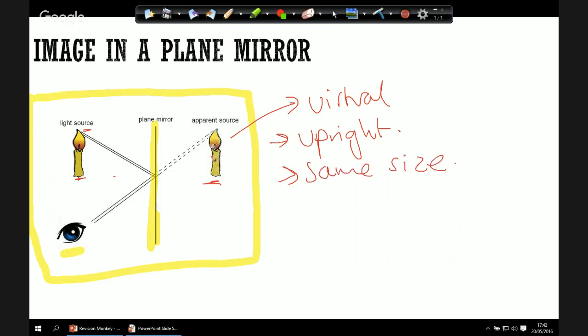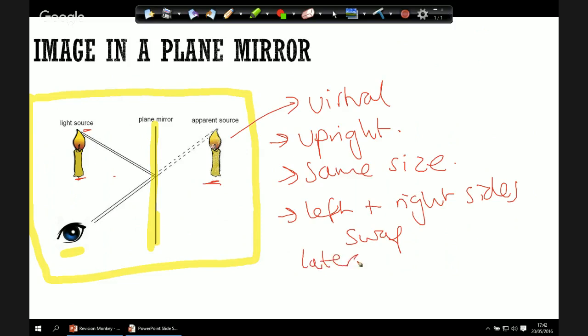Okay, and the only thing that you'll see is that the left and the right side swap. Okay, it's difficult to see in a candle, but the left and the right sides of that candle swap, and this is called a really difficult term. It's called laterally inverted. Okay, so these are the kind of things that come up in foundation as far as looking at the image in a mirror. The idea that it's virtual, upright, the same size, and perhaps that the left and the right hand sides are swapped, which is called laterally inverted.